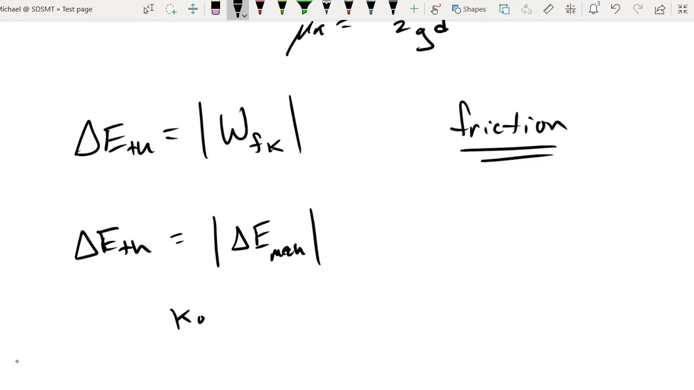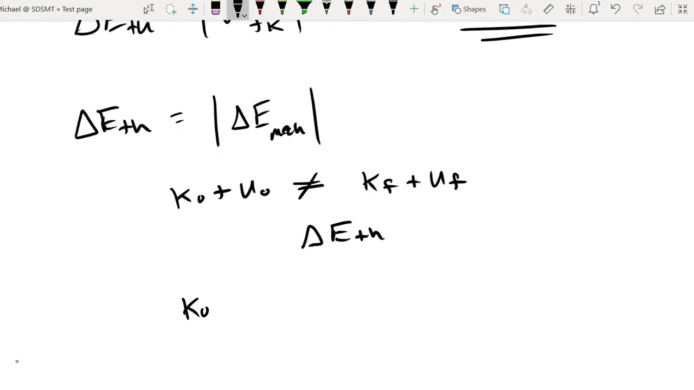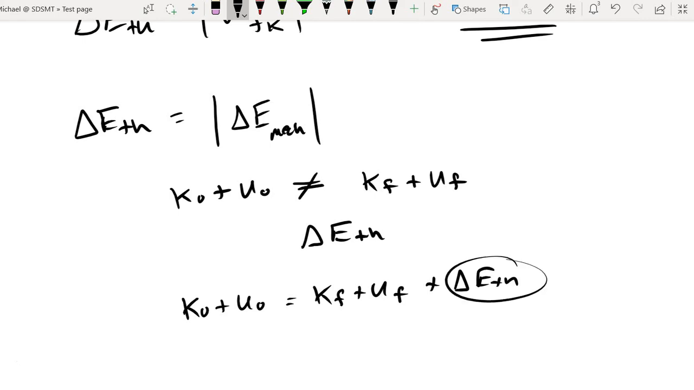Because if we do not have the same mechanical energy before and after a given event, then that means that there has to have been some thermal generation in the process. And so we can take the difference in those mechanical energies to tell us what thermal energy in the system is.